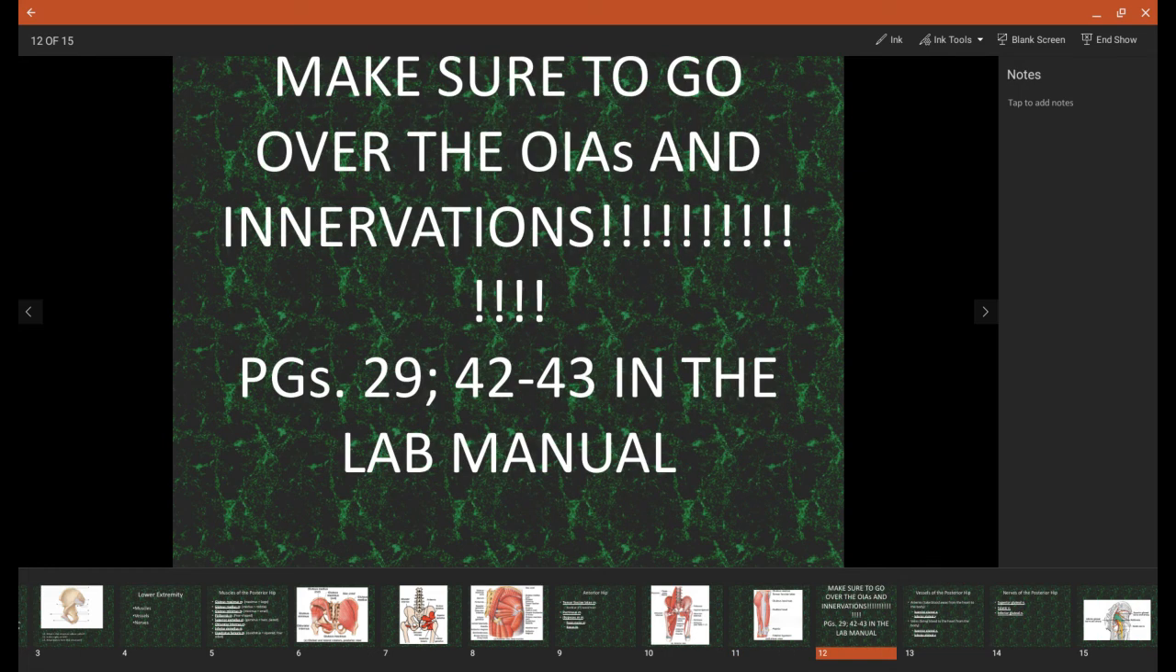Here is a reminder to go over those OIAs and I's in your lab manual found on page 29. And also for chapter 4, they are found on page 42 and 43.